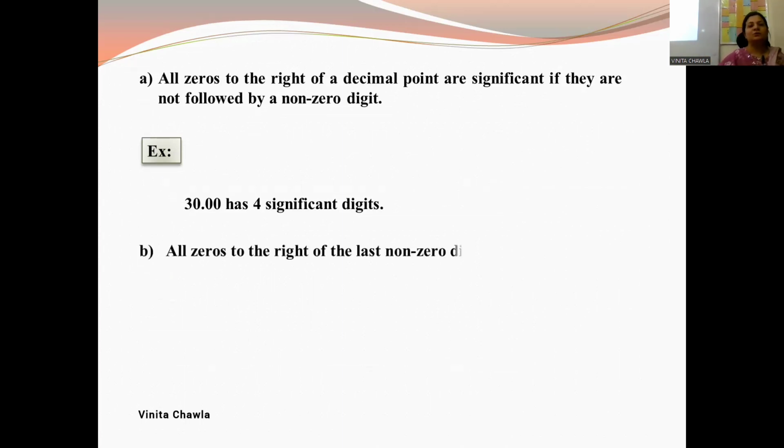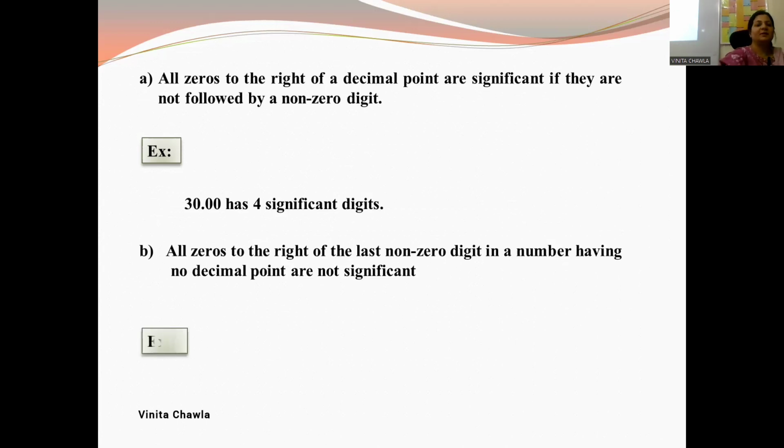All zeros to the right of the last non-zero digit in a number having no decimal point are not significant. So let's take an example. 2030 has 3 significant digits. Now it may seem it should be 4, because it is 2030, but no, we have only 3 significant digits: 2, 0 and 3. We will not consider the zero at the end. If this zero is after the decimal, then it will be considered. But if there is no decimal and we have a zero at the end, we will not consider that zero. Okay.